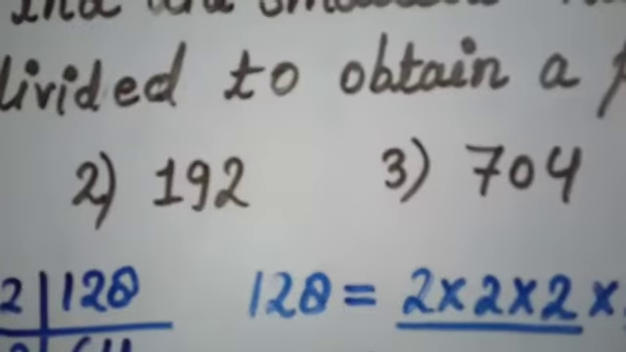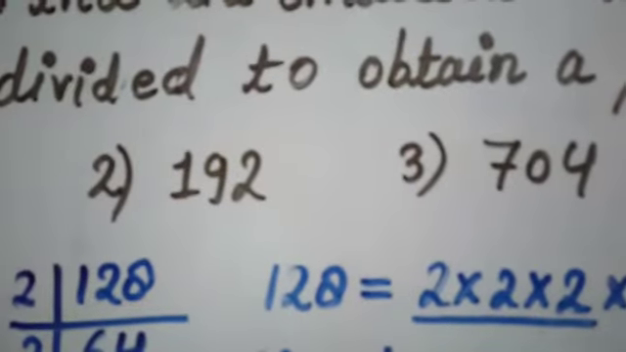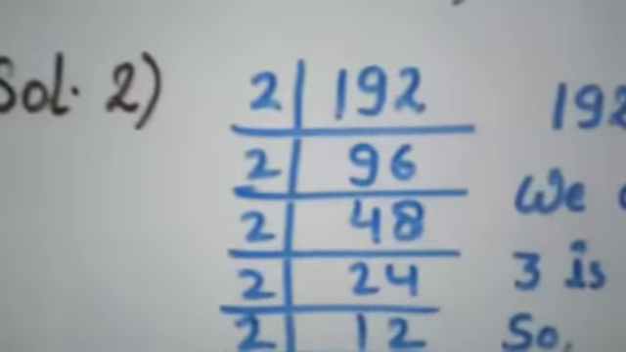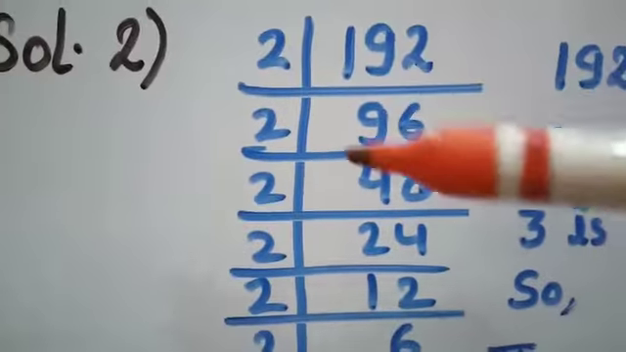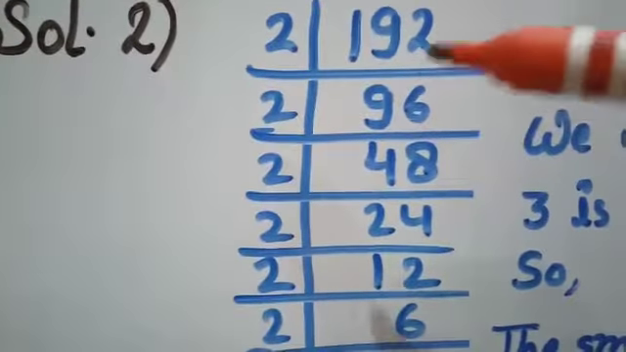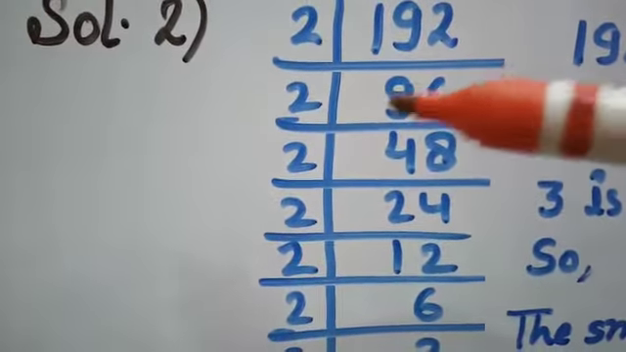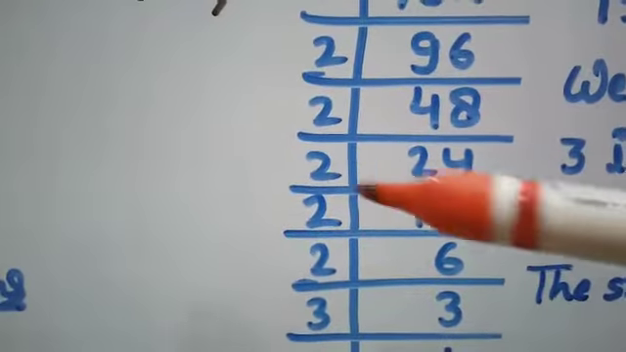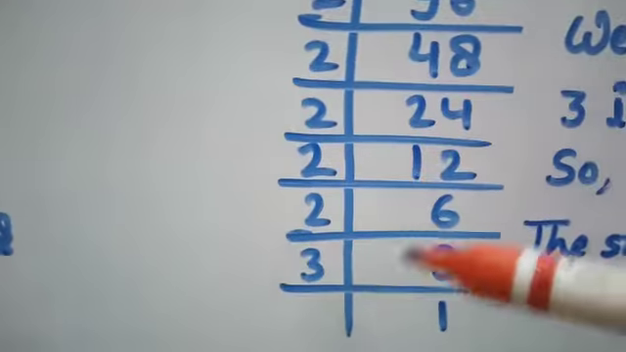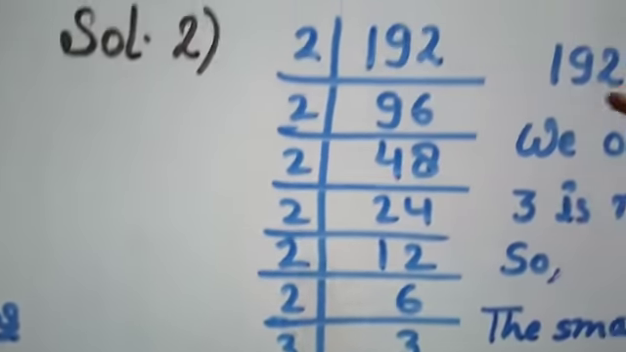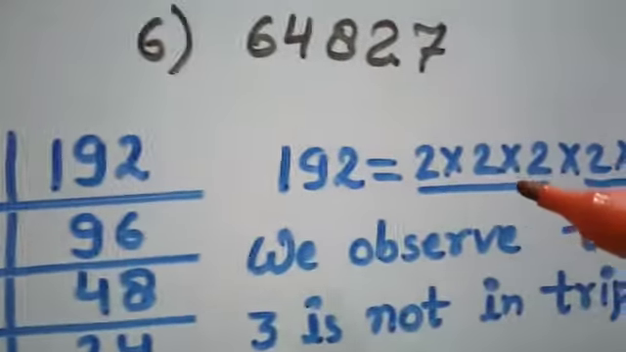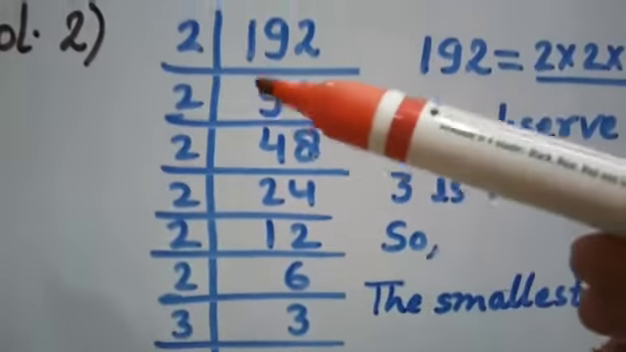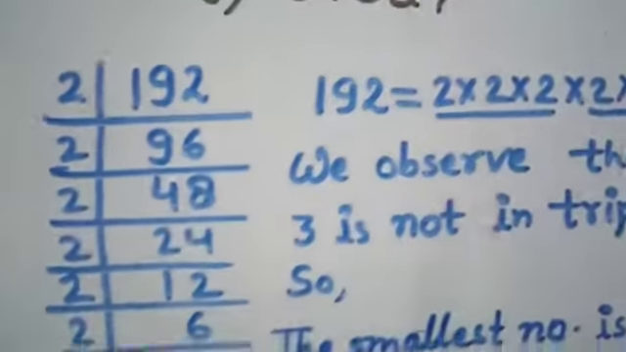Now we will solve second part of this, 192. We will do prime factors of 192. 2 9s are 18, 2 6s are 12, 2 4s are 8, 2 2s are 4, 2 1s are 2, 3 1s are 3. So prime factors of 192 are 6 times 2 and 1 time 3.